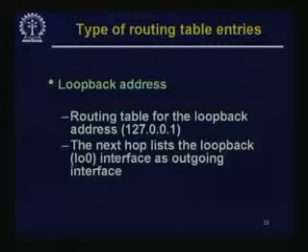Loopback address, routing table for the loopback address. This is the particular loopback address which is used in IP, which is 127.0.0.1. So, this is the loopback address, that means it is meant for local consumption. The next hop lists the loopback interface as outgoing interface.